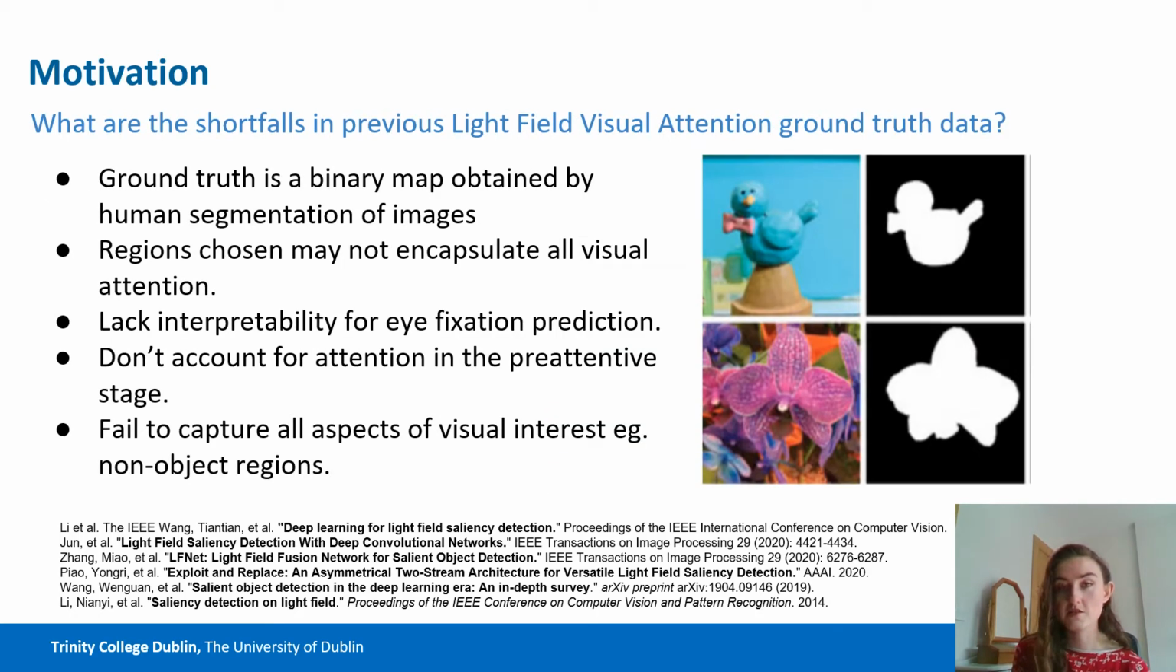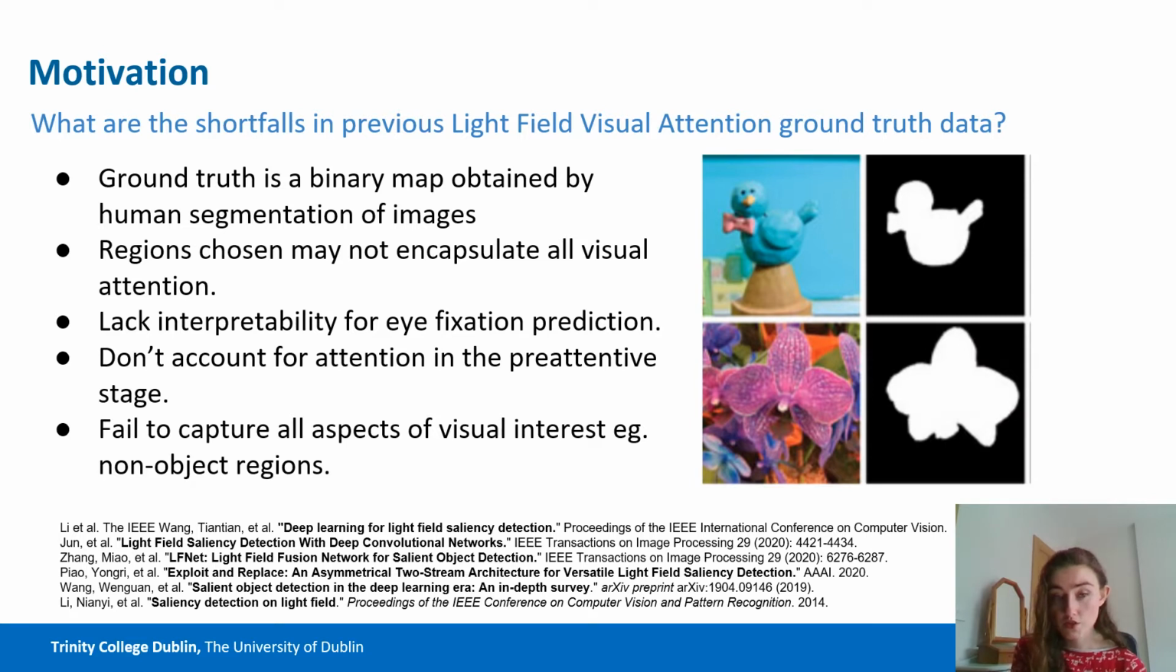There has been previous research into light field saliency and visual attention. However, we believe there are some shortfalls in previous light field visual attention research. The ground truth in previous light field visual attention research is a binary map obtained by human segmentation of images, as you can see here on the right.